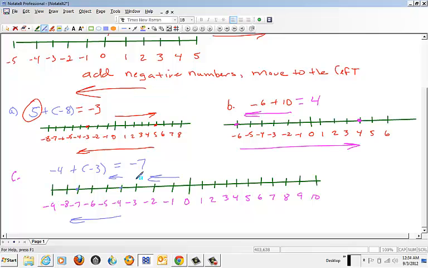Okay, I hope you were able to get that answer. And we'll be back shortly taking a look at adding without the number line.